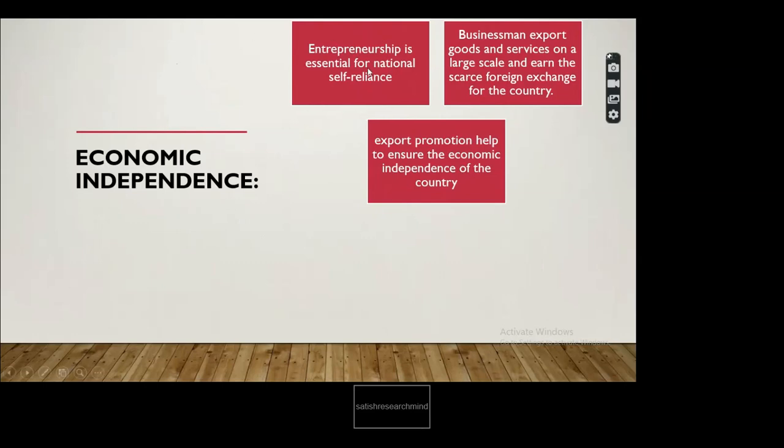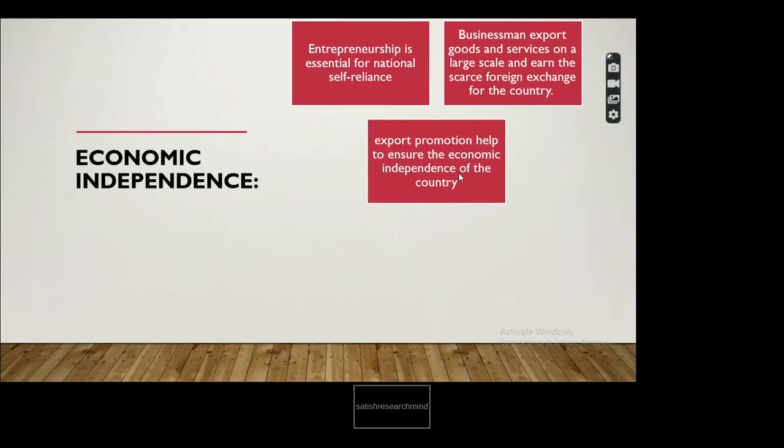So entrepreneurship is essential for national self-reliance. Businessmen export goods and services on a large scale and earn scarce foreign exchange for the country. Then we will get foreign exchange reserves and surplus currency, whose value depends on market demand and supply against the dollar and the euro. Export promotion helps to ensure the economic independence of the country. We export more goods and services to different countries, which helps ensure the economic independence of India.